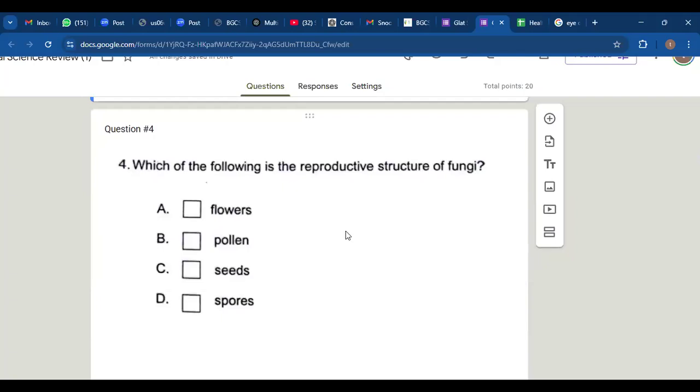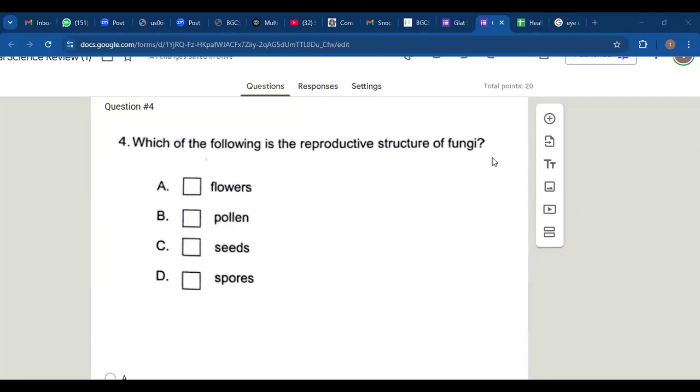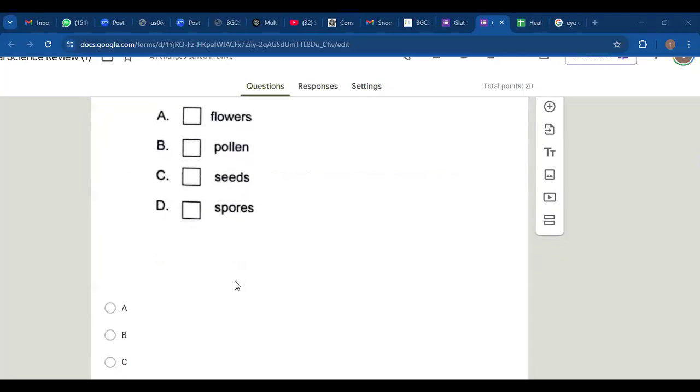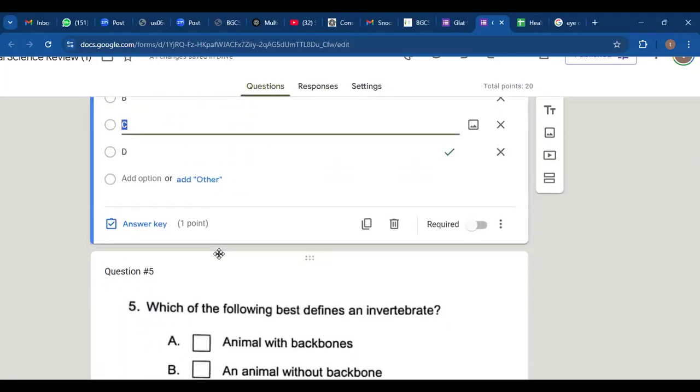Number 4. Which of the following is the reproductive structure of fungi? D. Spores. Yeah, spores. Fungi spread through spores. Okay, that's D.